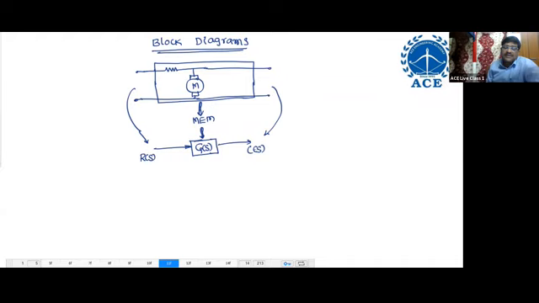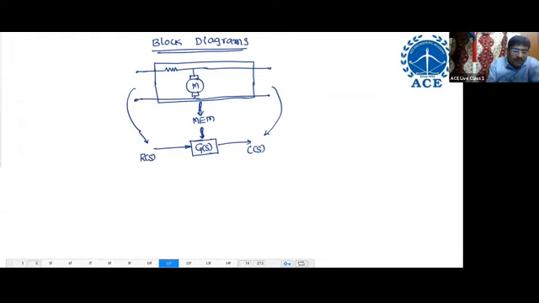So that means in practical systems in the industry, for each module they write the mathematical expression, which is the transfer function. They take G1, G2, G3. Then by using reduction techniques, they find the overall transfer function.